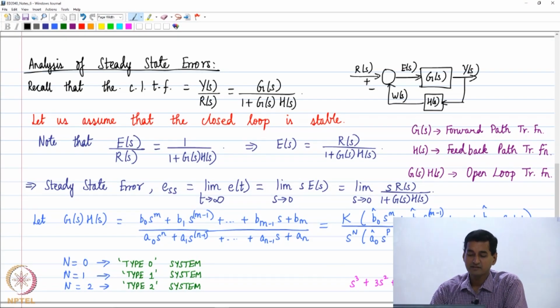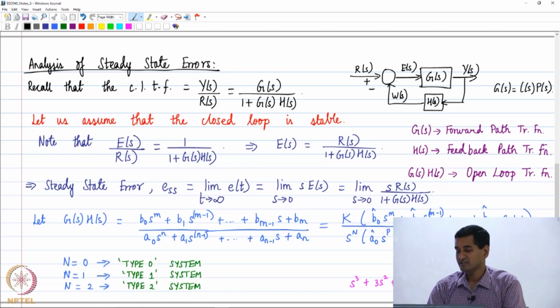So, if you recall what we were doing in the last class, we were looking at steady state error analysis, right? So, let us say we consider the standard negative feedback system whose block diagram is represented like here. Here G of s was essentially C of s times P of s. G of s is the forward path transfer function, H of s is the feedback path transfer function, and G of s H of s is the open loop transfer function, right.